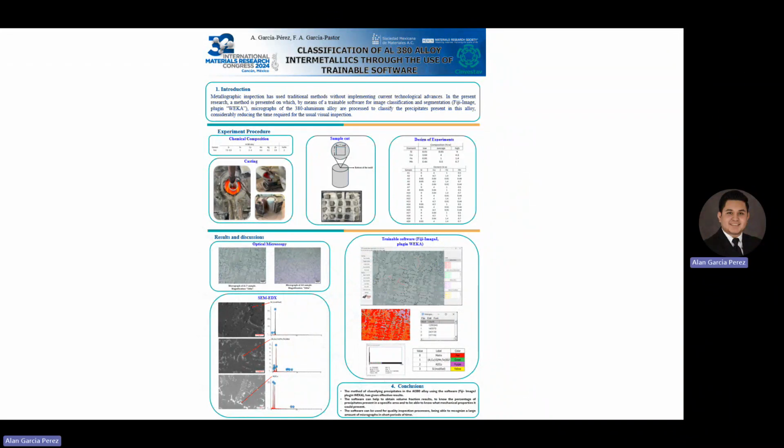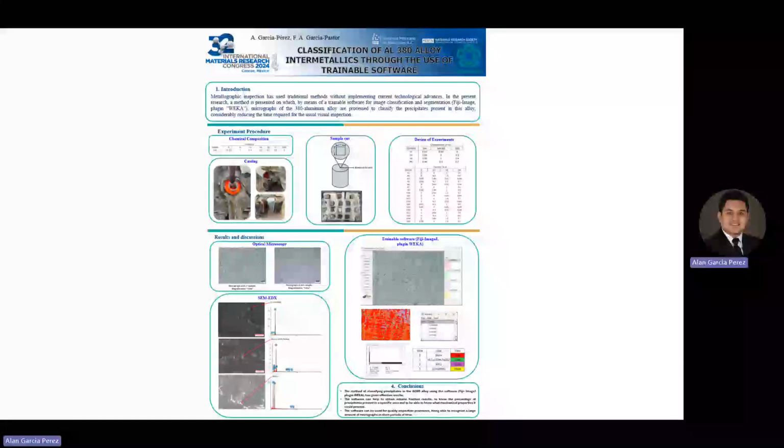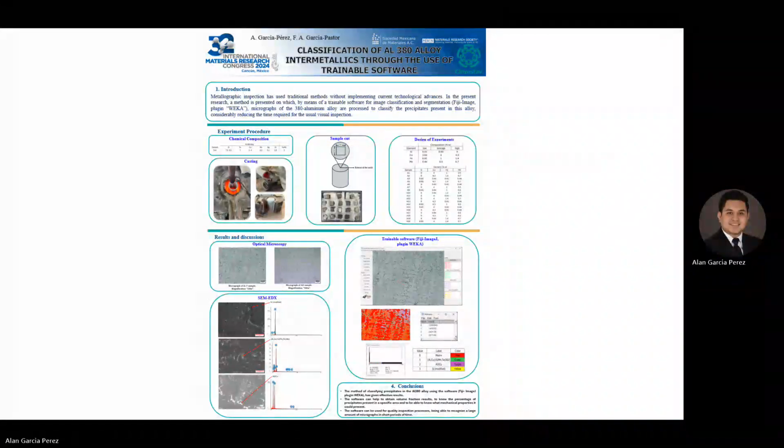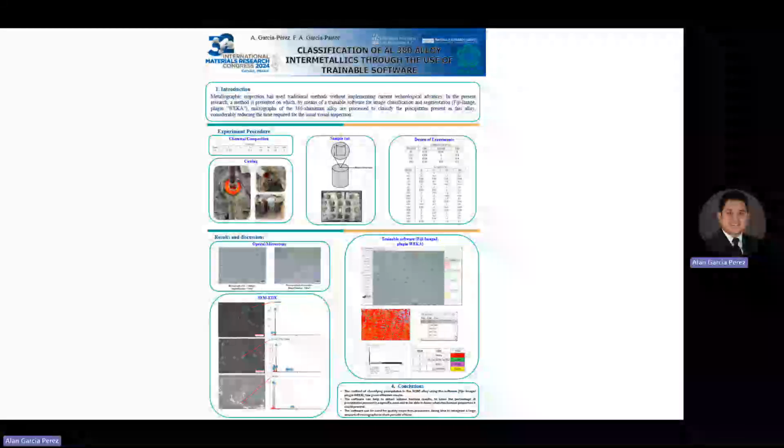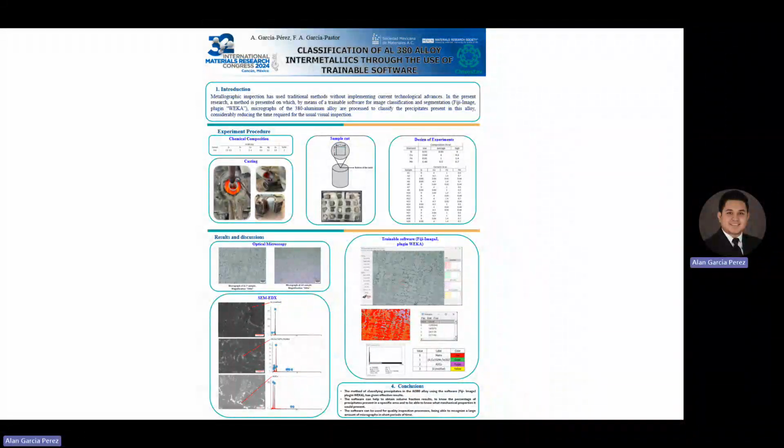This poster is divided into three sections: experiments, results, and finally conclusions. In the experiments section, I start with the chemical composition of this alloy. These data were obtained from the literature. The chemical composition obtained has units of percent by weight.